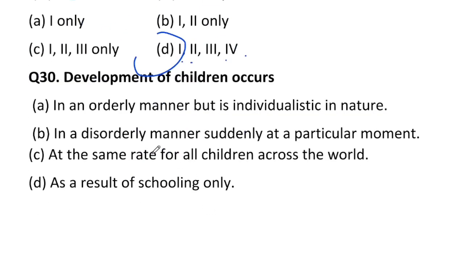Last, development of children occurs in an orderly manner but is individualistic in nature; in a disorderly manner; suddenly at a particular moment; at the same rate for all children across the world; or as a result of schooling only. What will be the answer? In an orderly manner but is individualistic in nature. Yes, this is the right answer.